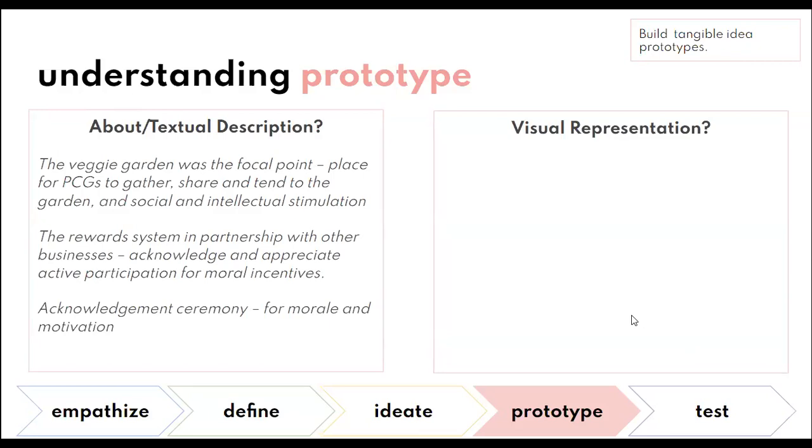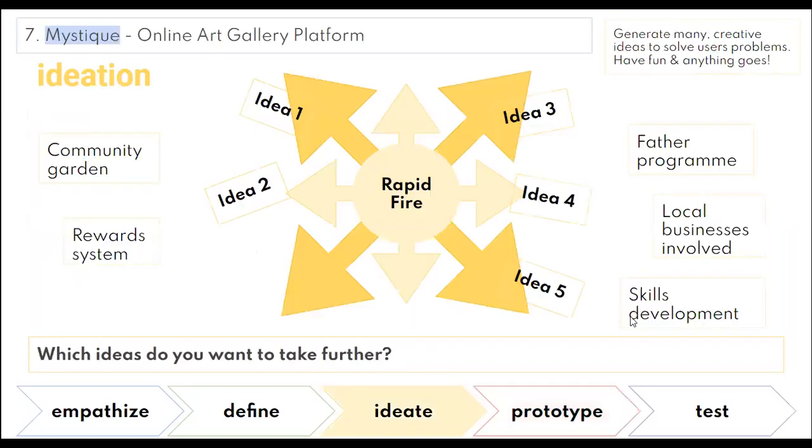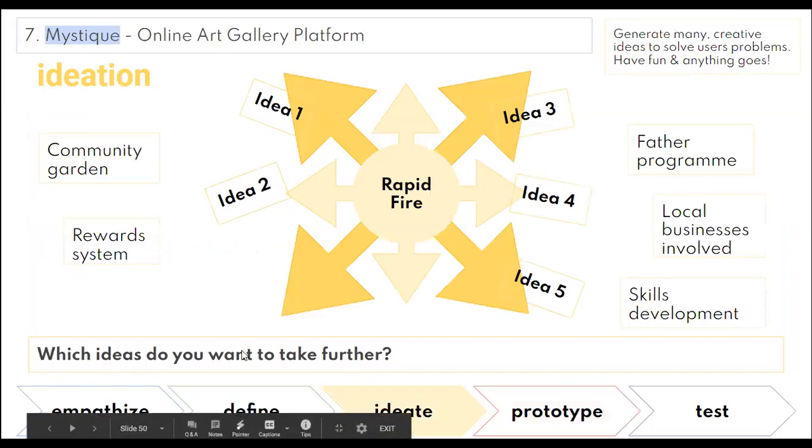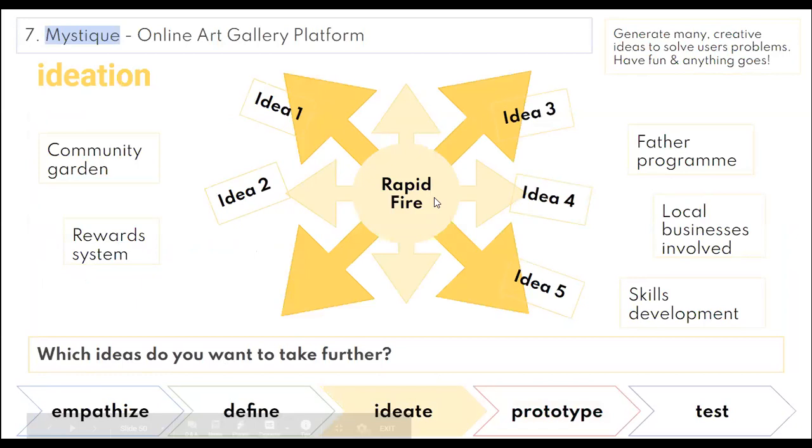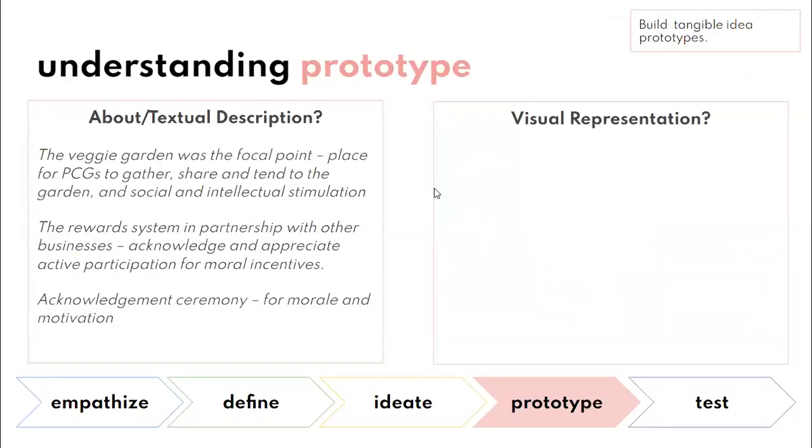So just understanding the prototype, right? And here we're wanting to build tangible idea prototypes. So from the stage of the rapid fire ideation process, the question is, well, which ideas do you want to take further? Usually it's five, usually it's three ideas, and we move to a prototyping phase where we start building.